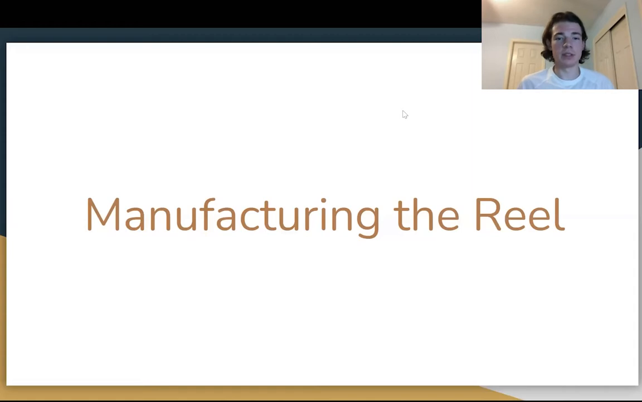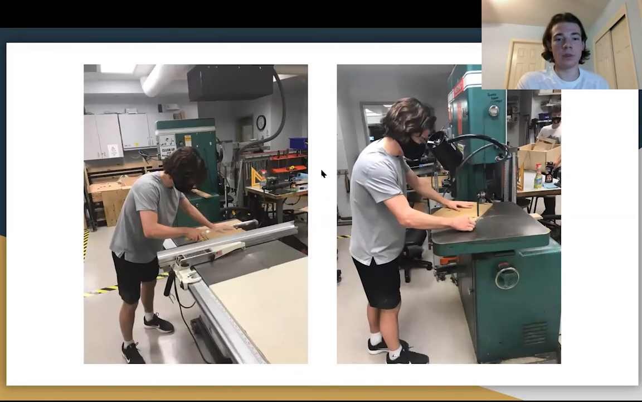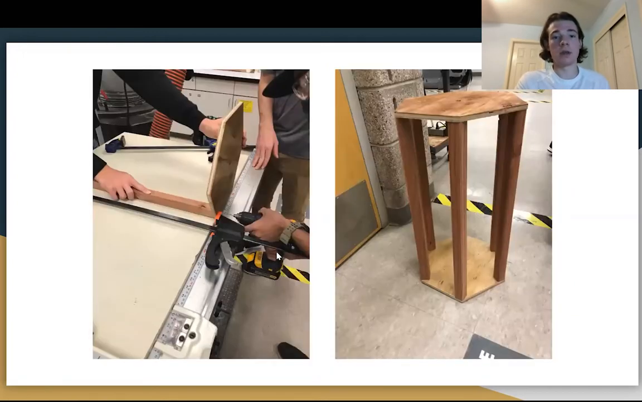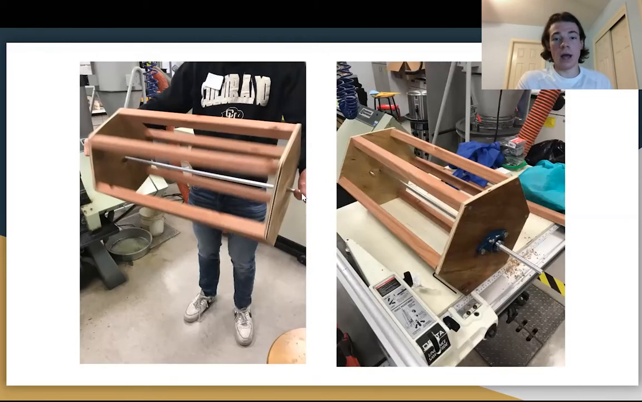Manufacturing the reel and its associated components went pretty smoothly. It also allowed us to gain good technical skills with tools like table saws, band saws, miter saws, drill presses, and power drills. And this all amounted to creating the picture you see on the right, our initial design for the reel. Once we put our axle and bearings onto the reel, it was able to spin extremely easily around the axle.